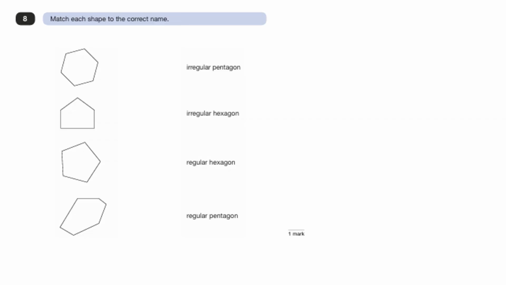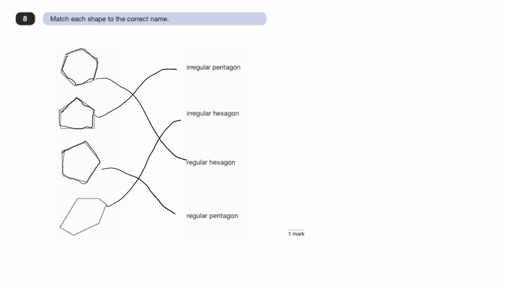Match each shape to the correct name. Okay, so if all the sides are the same, it's regular. If it's not the same, it's irregular. Okay, so here we've got 1, 2, 3, 4, 5, 6. All the sides are the same. That's a regular hexagon. 1, 2, 3, 4, 5. That's a 5-sided shape. So I'd say this is the regular pentagon, but this is the irregular one, and this is the irregular hexagon. So it's got 6 sides that aren't the same.